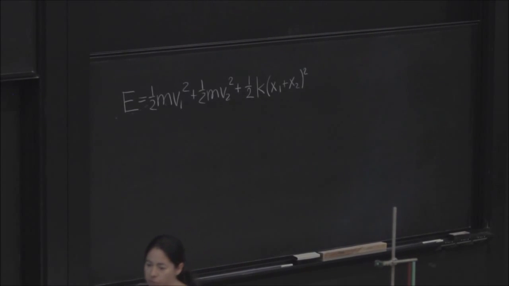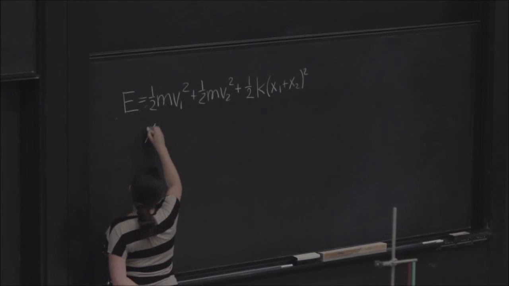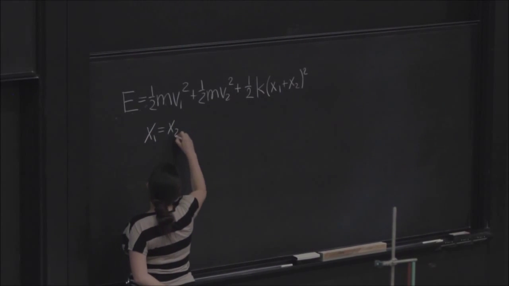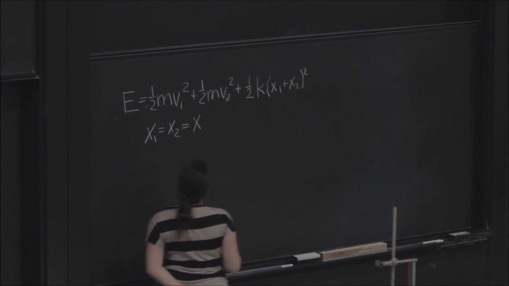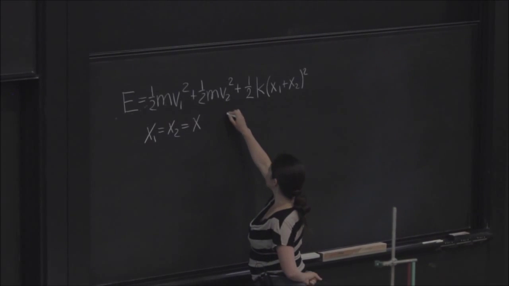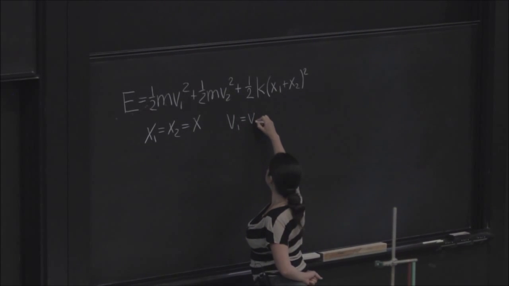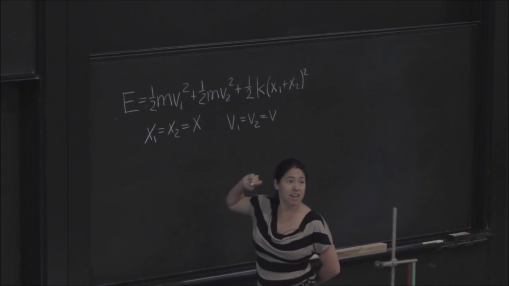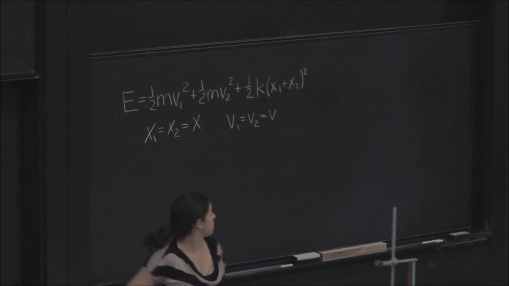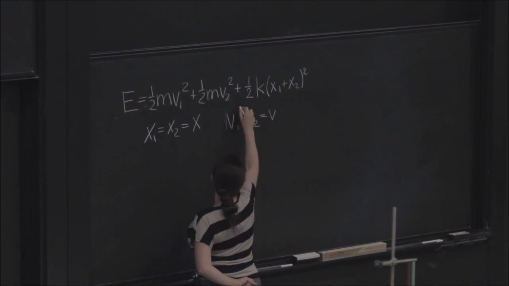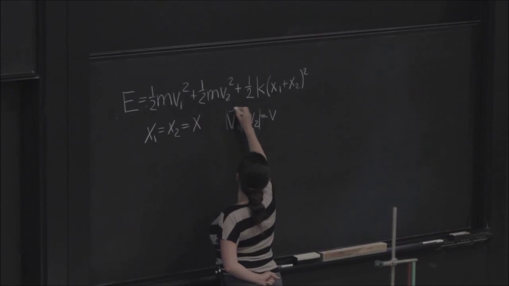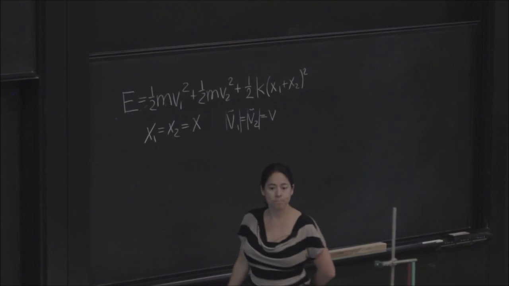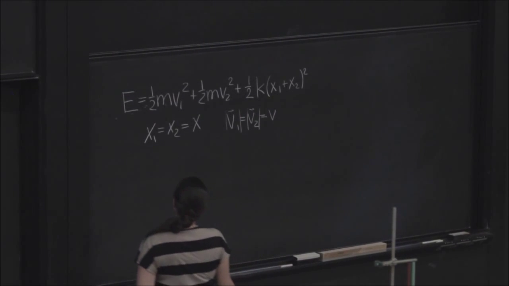Okay, so now let's simplify this a little bit. We have set up there that x1 equals x2. So let me just call that x. If the x's are equal, then that means that the velocities, the magnitudes of the velocity, I should say, so these are the speeds, are actually going to be equal. Okay? So if I plug that in here, it's going to be a little simpler.